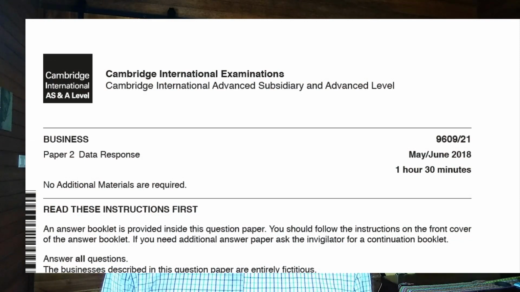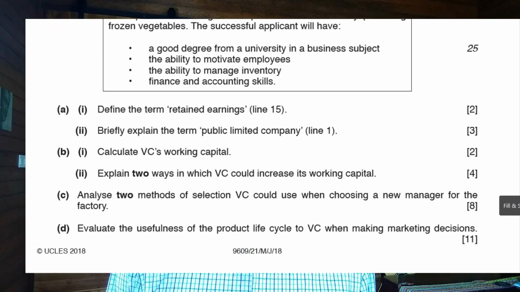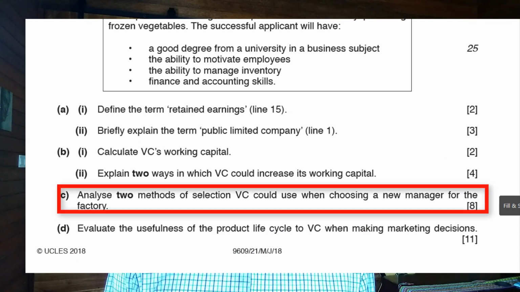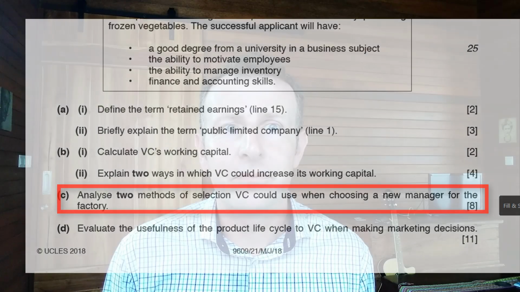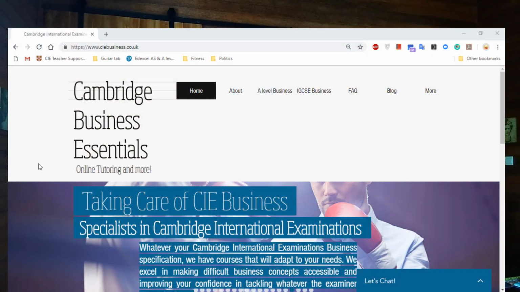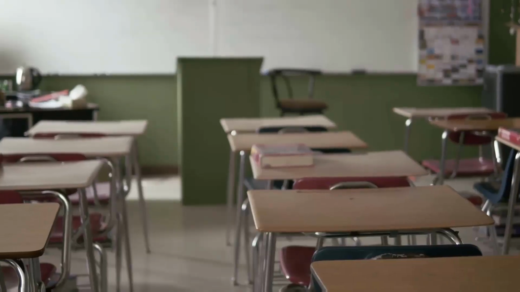Let's take a look at Paper 2 from 2018. The case study is Veg Cans, or VC. The question is asking for analysis of 2 methods of selection for a new factory manager. The complete exam paper and examples we have used in the tutorial are available to download at ciebusiness.co.uk in the description below.